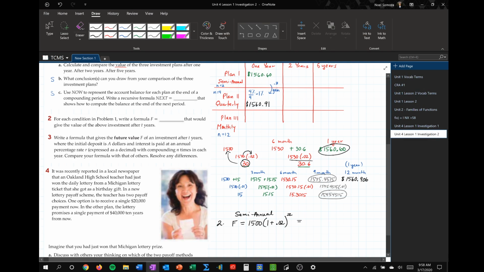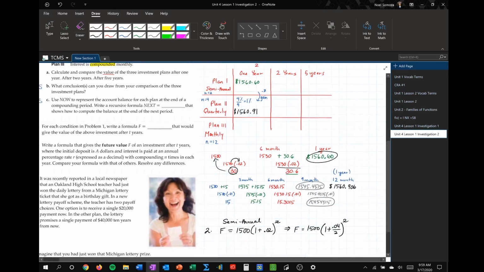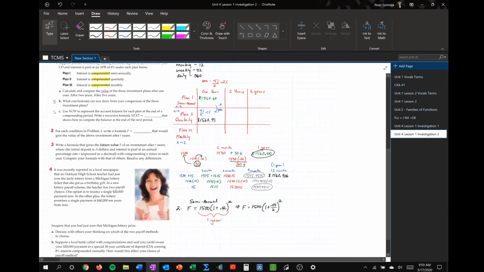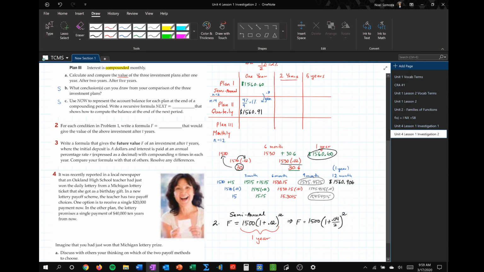Another way to look at it: I have a final value. I have a $1,500 investment. I have 1 plus, well, I have to take my percent, which is 0.04. Because it's semi-annual, I have to cut that in two. And because it's semi-annual, it has to be done twice. So this equation that we got initially works for just 1 year. But if you look at the table up here, it gives us options of 2 years and then of 5 years. So how does that change the formula?